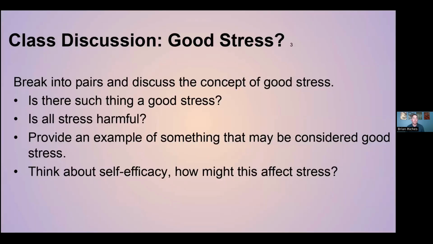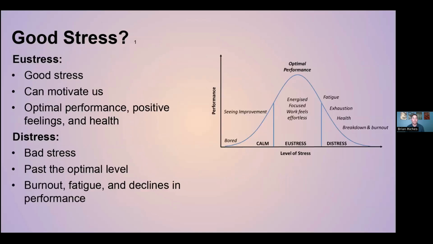So, with this, think about, is there any sort of good stress? I'm talking about all the harms, but there are types of good stress. So, eustress is what we define as good stress. These are things that can motivate us. So, you might be a little stressed about an assignment, but it might motivate you to do better. It might motivate you to get it done.